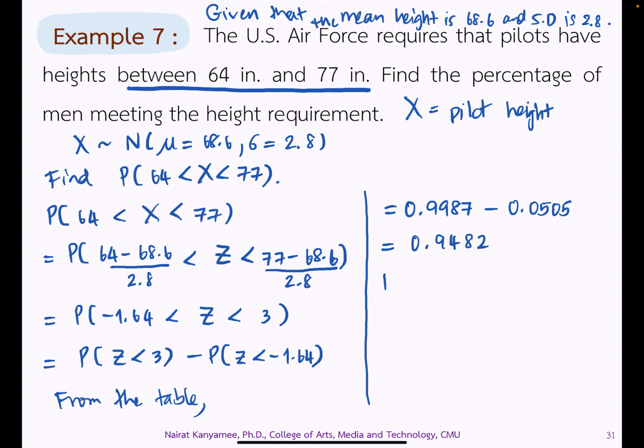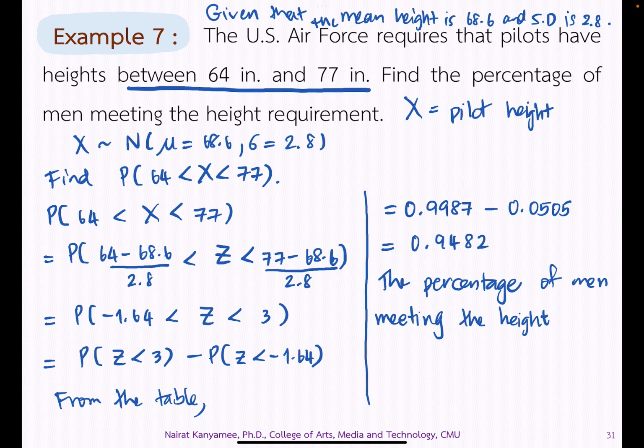So the percentage of men meeting the height requirement is going to be 0.9482 times 100. Convert this into a percentage, it will be 94.82%. That's it. This is the answer.